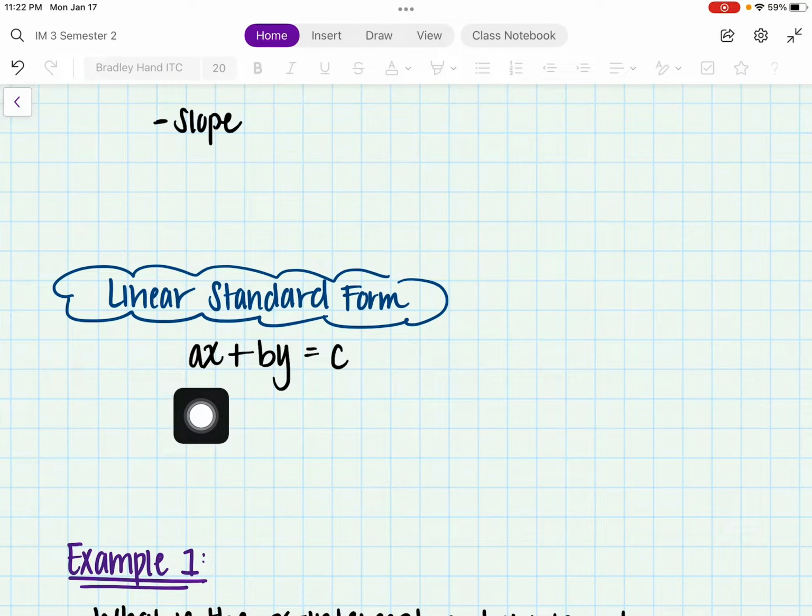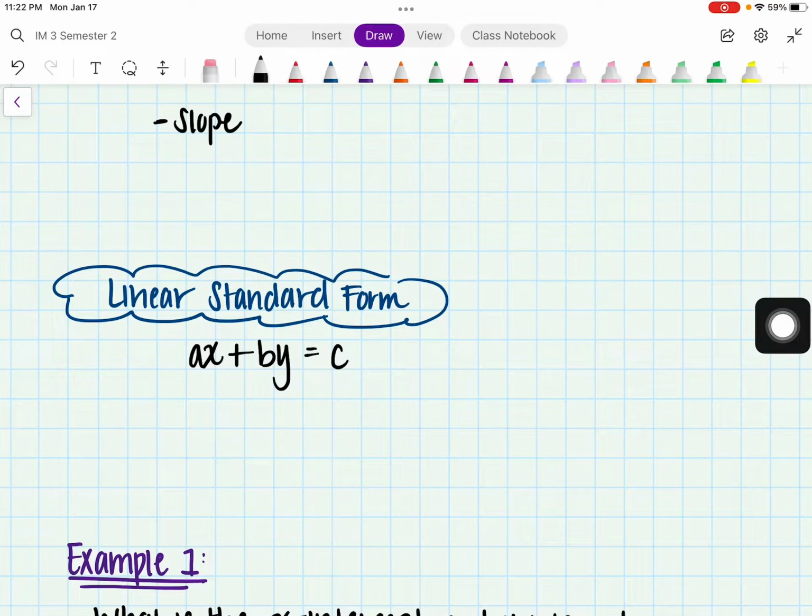Starting off with linear standard form, once again, this here would be considered the standard form of linear equations, where we have Ax plus By equal to C. In this case, we're going to be graphing equations in standard form. There are two ways to approach this. You could rewrite this in slope-intercept form, which is the other form we're looking at.